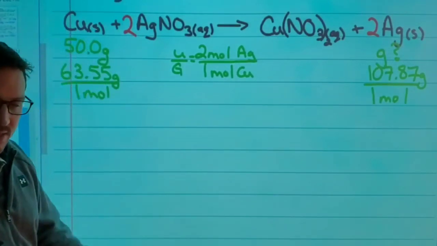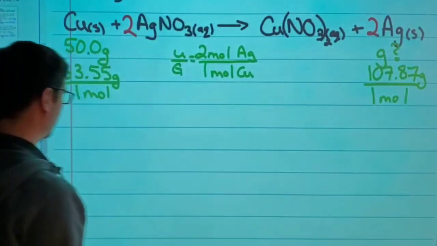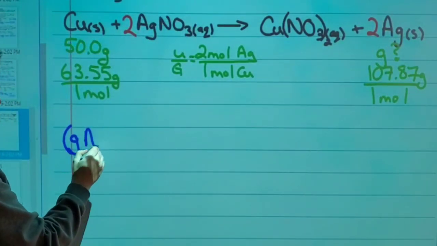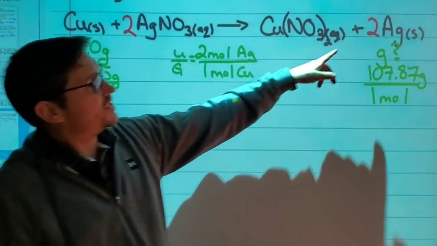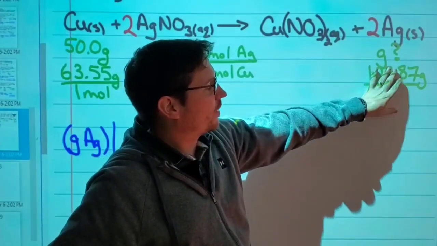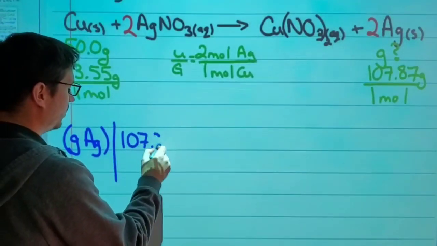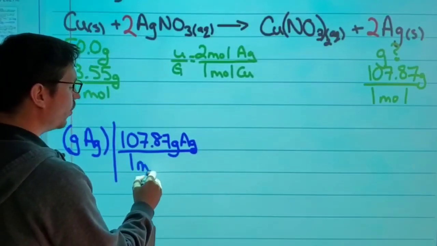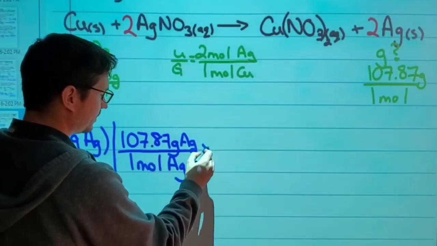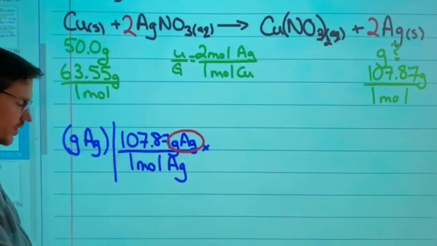Now what we can do is set up our unit analysis. We're looking for the grams of silver. So I look under silver, and I look for something with grams. I do see something with grams. It's the molar mass, 107.87 grams of silver for every 1 mole of silver. Good. I have the unit that I'm looking for. Now I just need to cancel out every other unit.